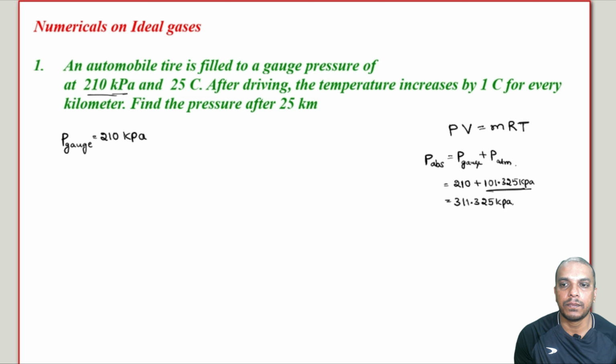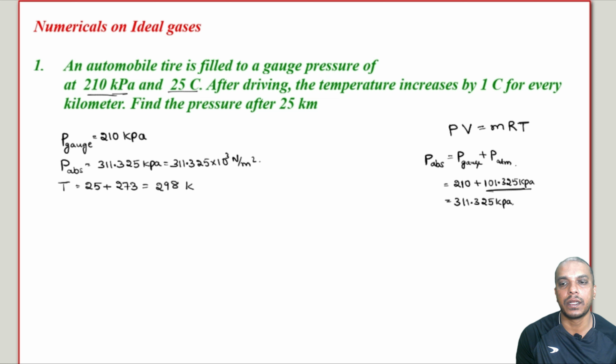So, P absolute is equal to 311.325 kilopascal. But we want to represent it in Newton per meter square. So, 311.325 into 10 power 3 Newton per meter square. And temperature is 25 degrees Celsius, and we want it in Kelvin. So, 25 plus 273 Kelvin. So, it is 298 Kelvin.